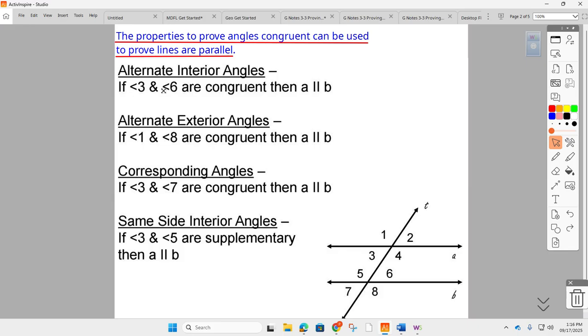Corey, you're going to write what I have underlined up there. Yes, thank you. So the property to prove angles congruent can be used to prove lines are parallel. So basically we're reversing that if-then statement. Where before we said if they're parallel, then the angles are whatever. Now we're saying if the angles are congruent or supplementary, depending on what they are, then the lines are parallel. So now we're not proving the angles have a special relationship. We're proving that the lines are parallel. Anthony, you're supposed to be writing this, buddy.